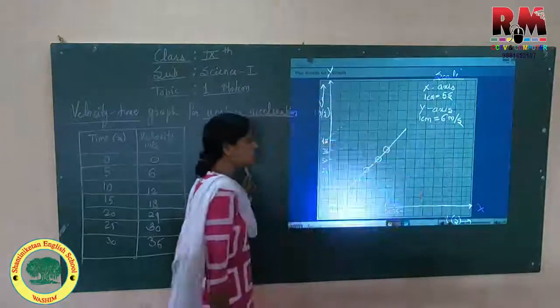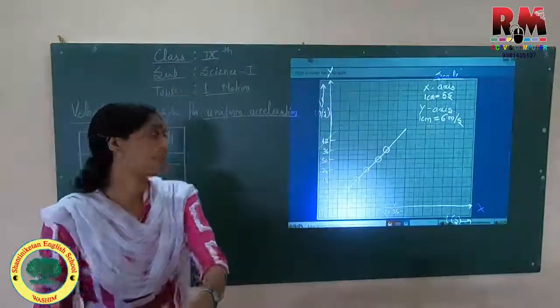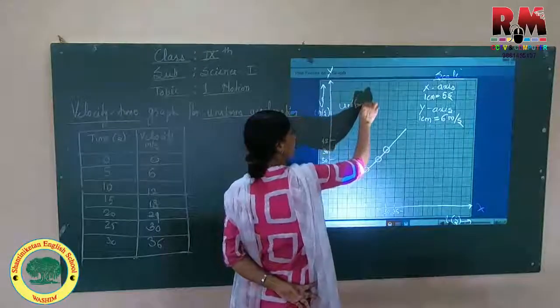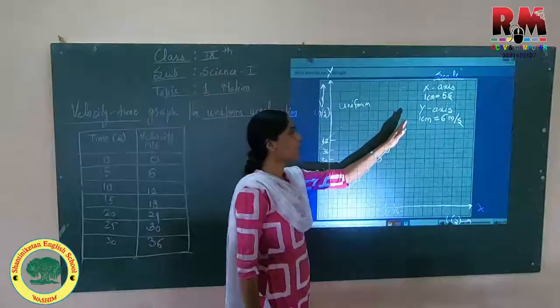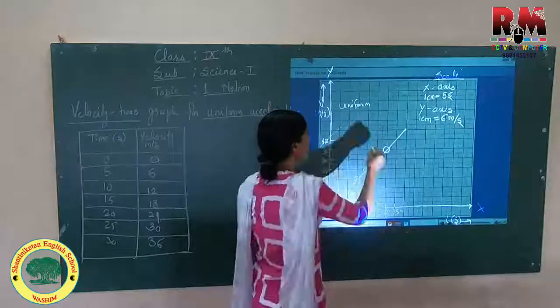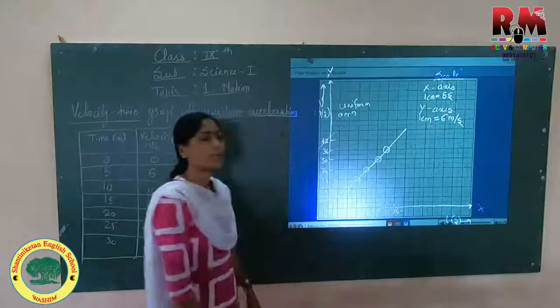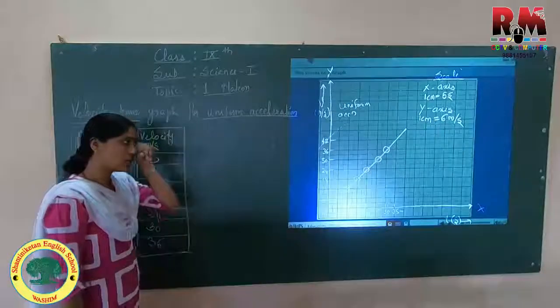Okay, so this is uniform acceleration. The graph explains that it is uniform when you have an exactly straight line. So the graph tells you that the acceleration is uniform.